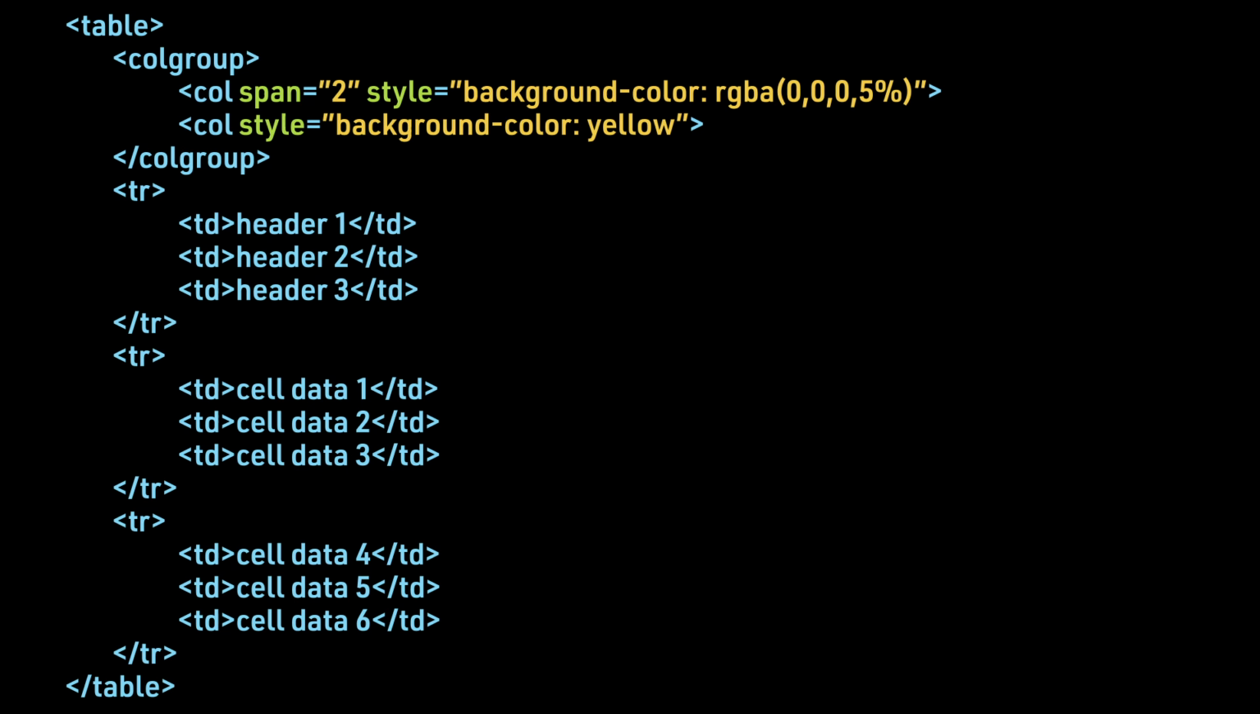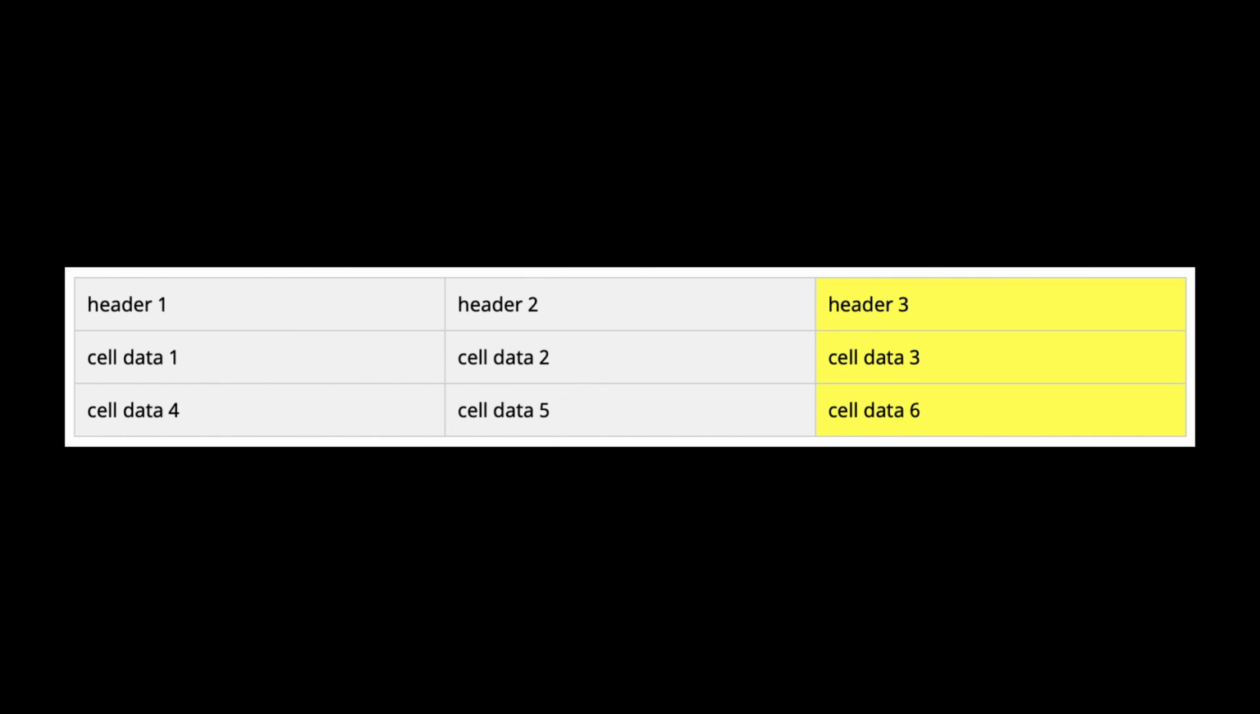We have two COL elements, not three, even though there are three columns, because one of our COL elements has a span attribute to encompass two columns. Both COL elements have style embedded in the HTML. The first two columns have a light gray background, and the final column has a yellow background color. The code will display like this.